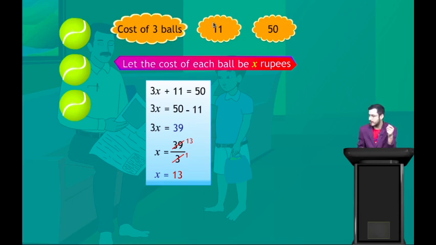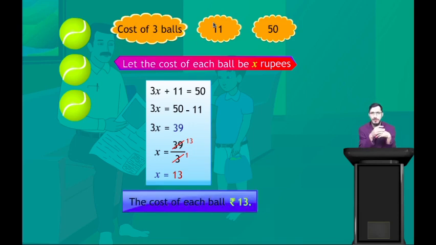The value of x is 13 here. That means the cost of each ball is rupees 13 here.